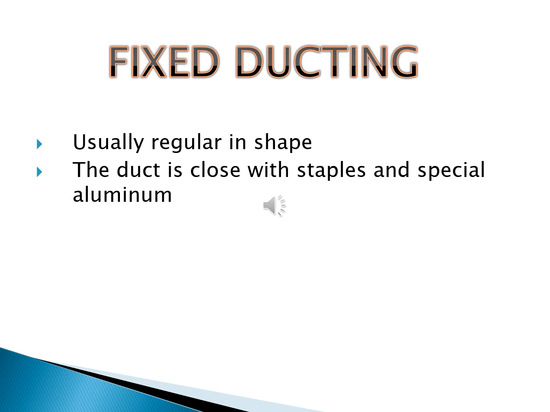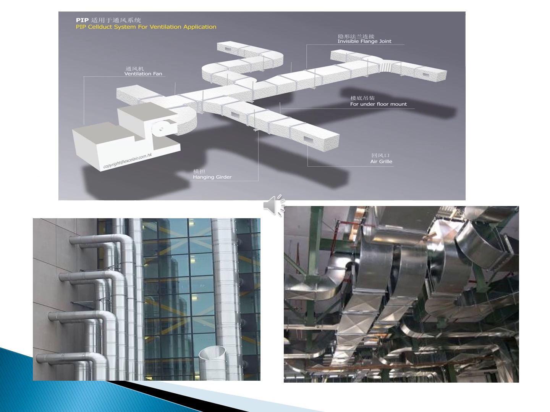Fixed ducting is usually regular in shape. The duct is closed with staples and special aluminium. An example photos of fixed ducting.